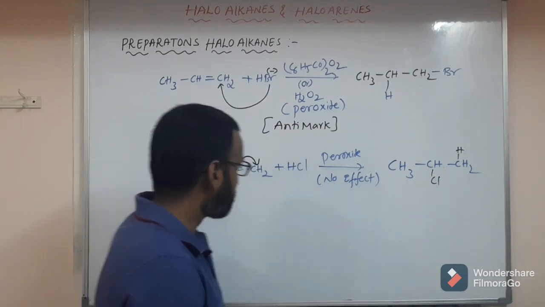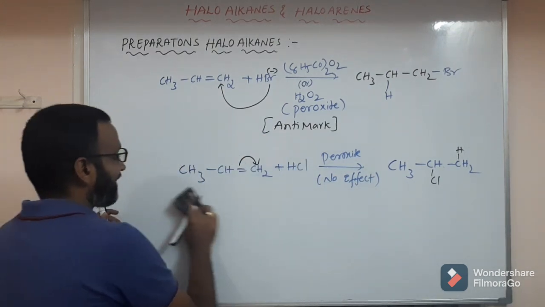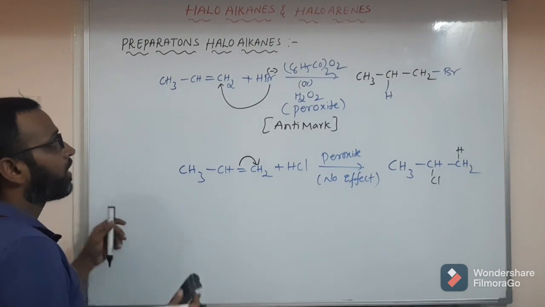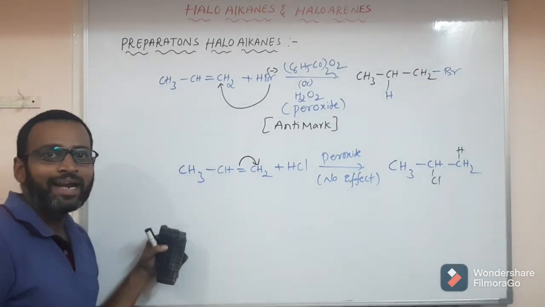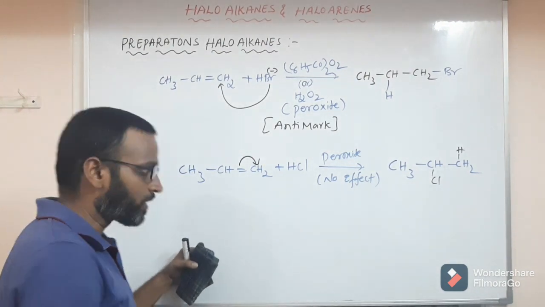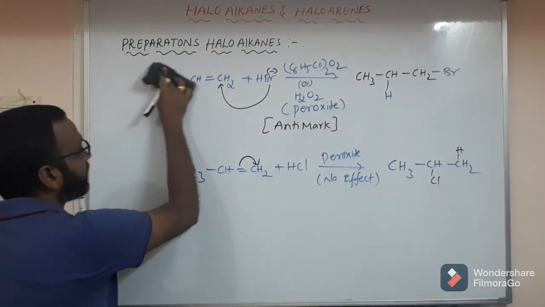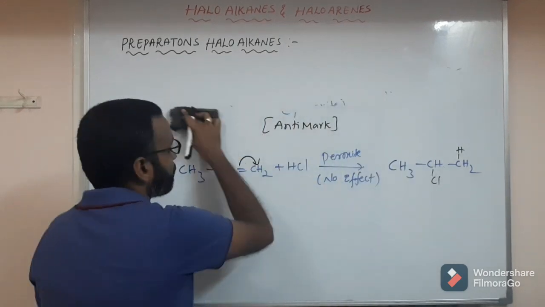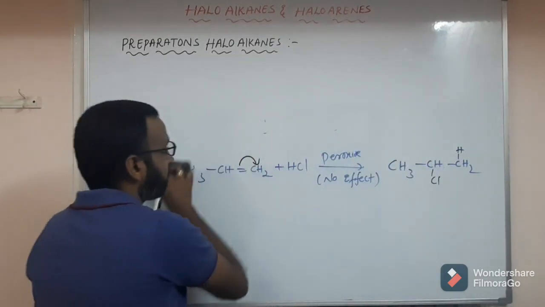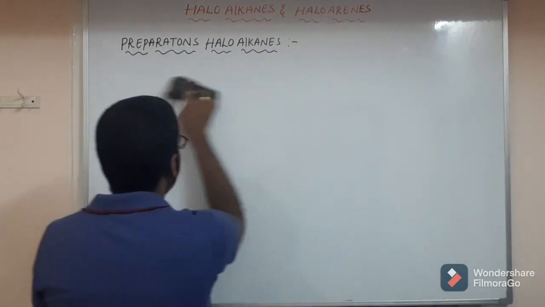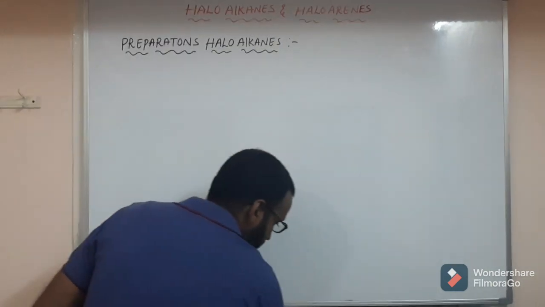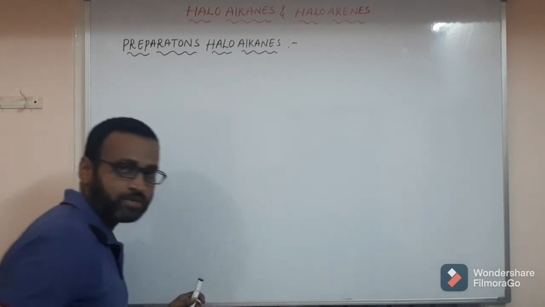Got it? So this is the way of understanding both the Markovnikov and Anti-Markovnikov rule. So this is a very, very important reaction for us. Even if you use alkynes, what happens?